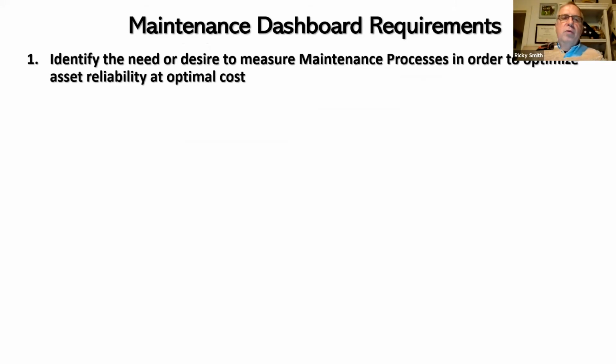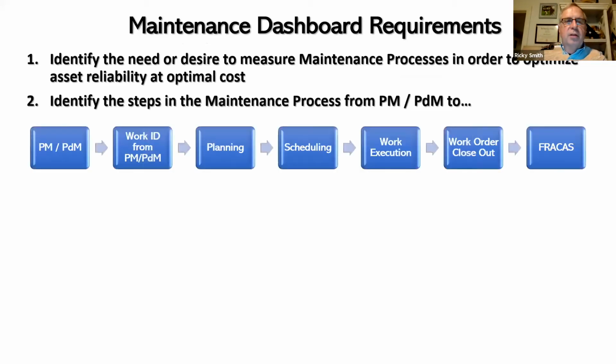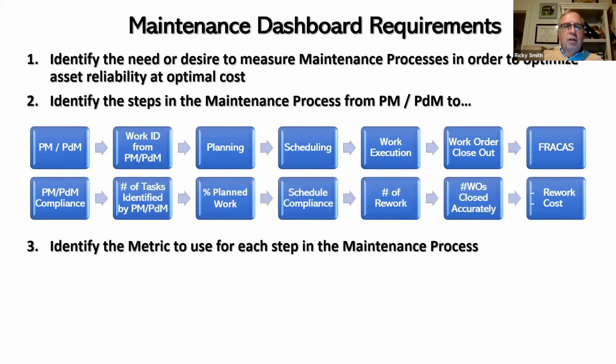Requirements of a dashboard: identify the need or desire to measure maintenance processes in order to optimize asset reliability at optimal cost. Identify the steps in the maintenance process, from PM and PdM all the way through to FRACAS. So you see here the steps in this process: PM, PdM, work identification, planning, scheduling, work execution, work order closeout, and failure reporting.